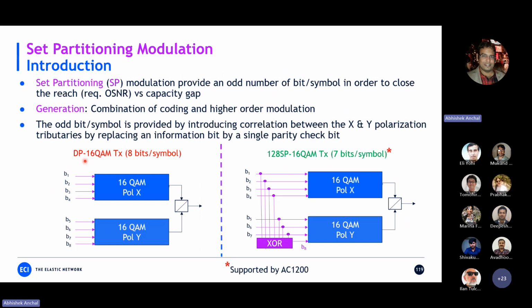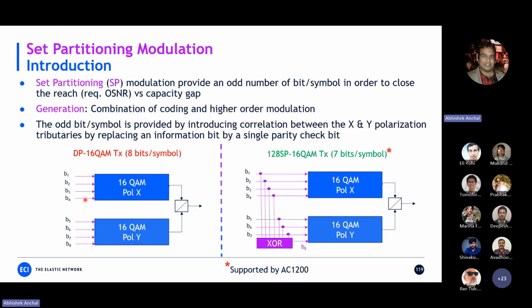So remember, if you use 16 QAM in dual polarization, you have 4 bits per symbol for every polarization, so you have a total of 8 bits per symbol. If we don't want to use 8 bits per symbol, we want to reduce it to an odd number. The lower odd number other than 8 is 7. So we want to make 7 bits per symbol for DP 16 QAM. This means we are going to use only 7 bits and the 8th bit we need to discard.